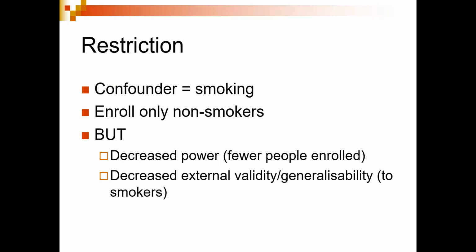This is restriction, just a repetition again. If our confounder is smoking, we can just limit our studies to those who are non-smokers. But those are the dangers. If you restrict, you're going to decrease the power of your study. Your sample size is going to be reduced.